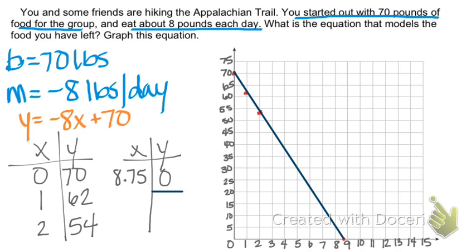Now, do I need arrows on each side of the line? I don't think I need them on either side because I'm not going to have more than 70 pounds of food, and I'm not going to have less than 0 pounds of food. And my pounds of food were represented by this axis, the y-axis, and my number of days were represented by the x-axis.